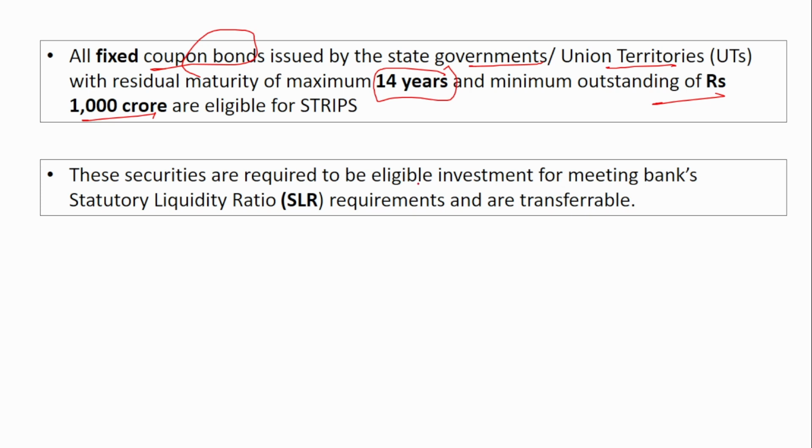So these securities are required to be eligible investments for meeting the bank's SLR too. Okay, you know what is SLR, right? Statutory liquidity ratio. Just like CRR, the banks have to maintain the SLR also, and mostly the SLR is maintained in the form of cash or gold or the government securities. So these state government securities that are requesting for strips should be eligible to be made as an investment in the SLR also. Only those are eligible for the strips. So both these conditions should be met.